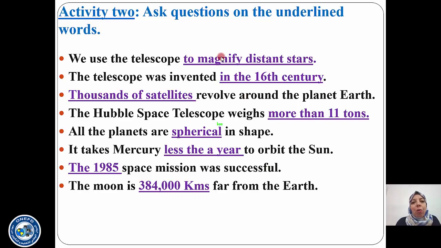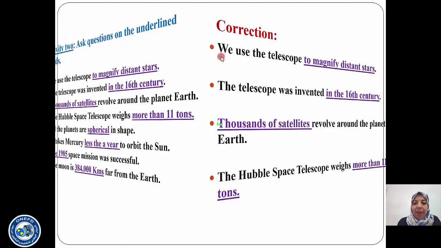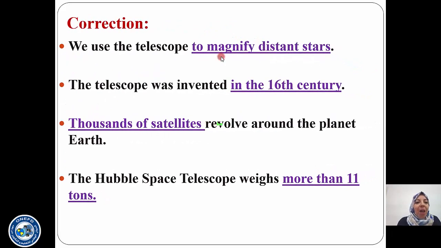All right? Don't forget to pay attention to the word order, okay, in the question. The word order is very important. So we are going to discuss this in this activity. So take the necessary time to do this activity and then correct with us. We use a telescope to magnify distant stars. All right, so we are asking the question about the function of the telescope.